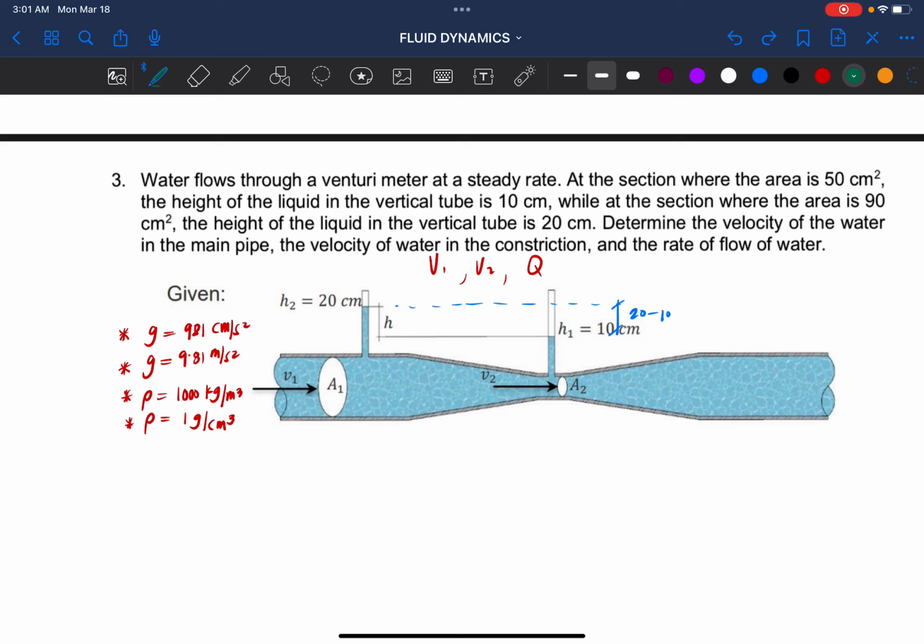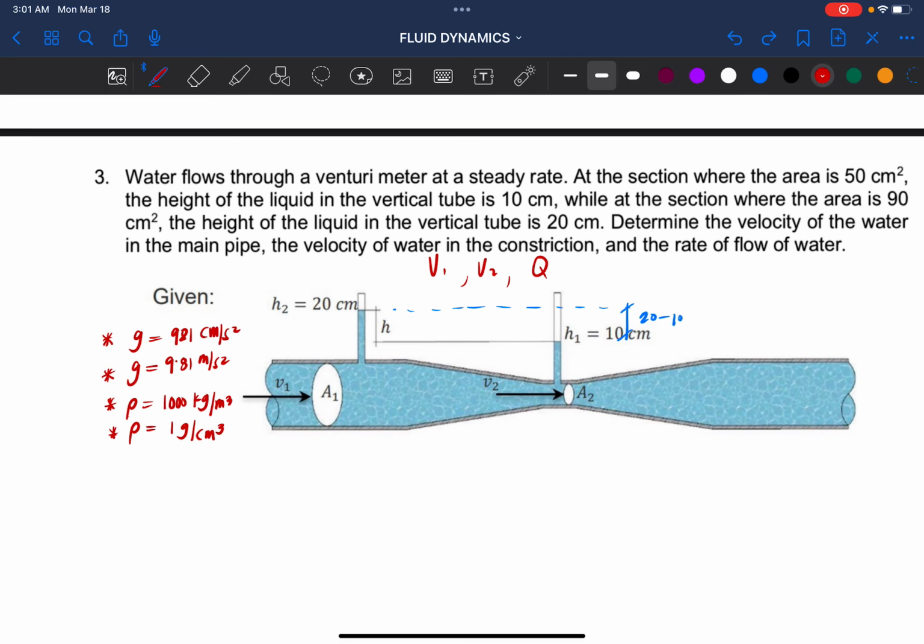Determine the velocity of the water in the main pipe, the velocity of the water in the constriction, and the rate of flow. So, basically, class, ang pinapahanap sa inyo dyan is yung V sub 1, V sub 2, at saka yung discharge niya, which is yung Q. So, find. Ayan, yung tatlo na yan.